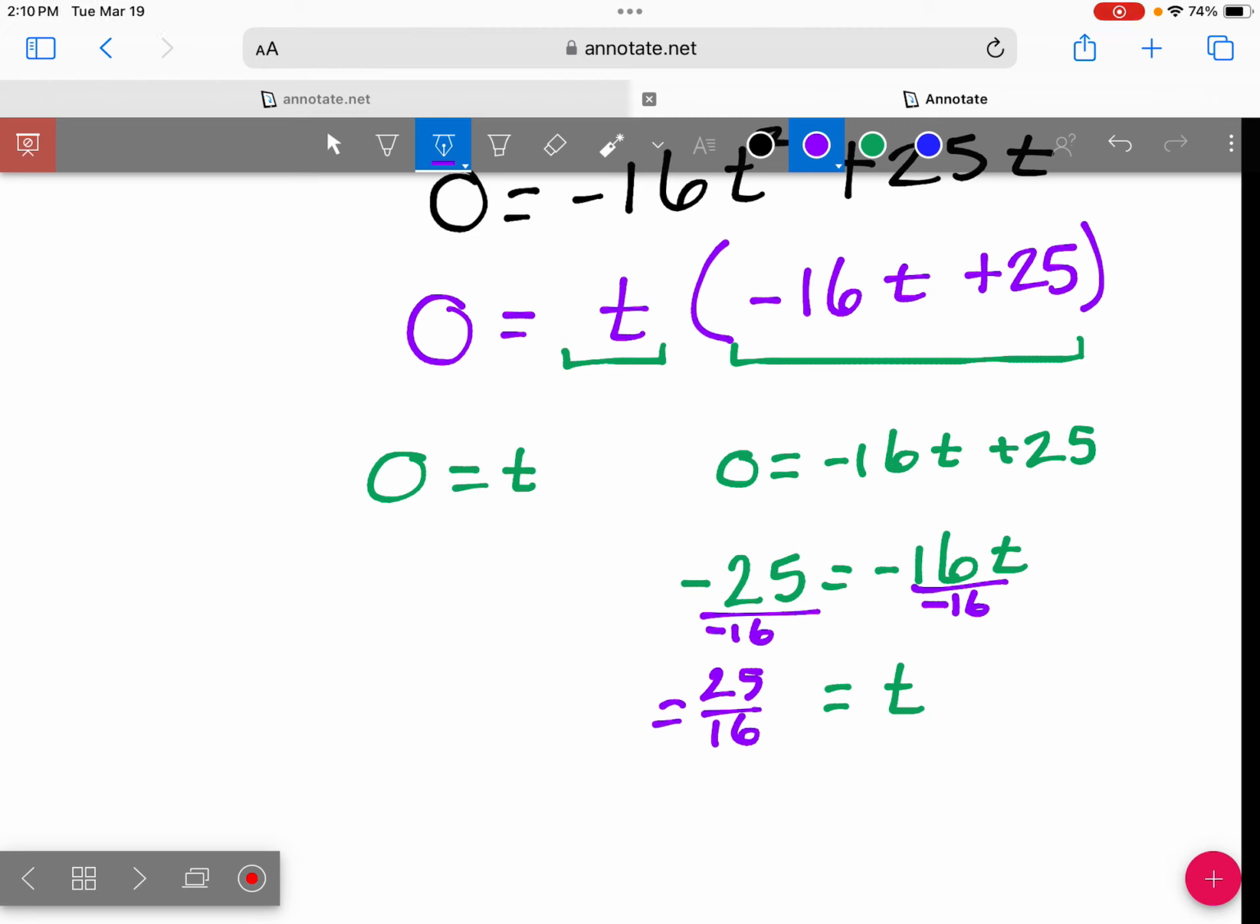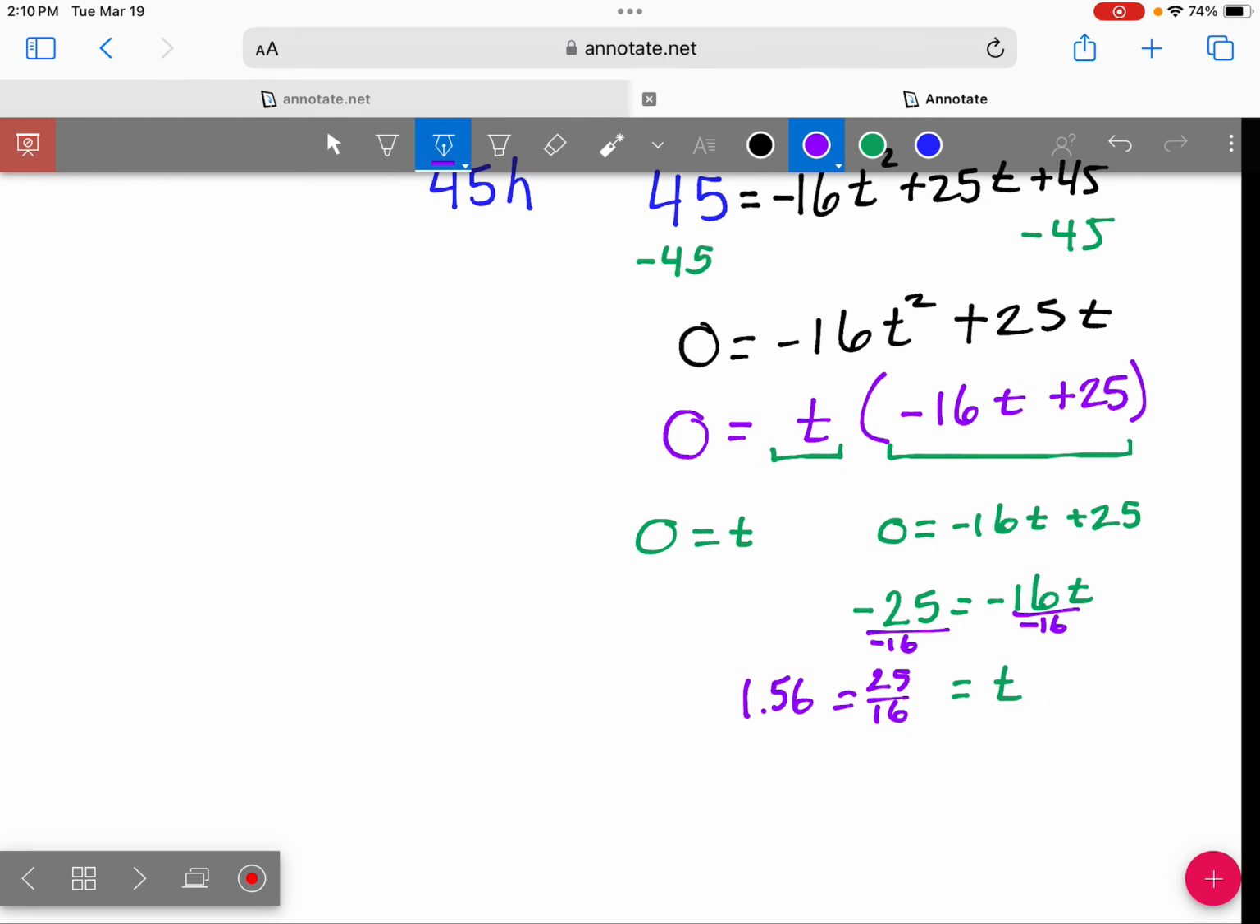What is it? Tell me what calculator, type it in. So do 25 divided by 16. What was it, tell me? 1.5625. See, I wasn't wrong. A little over 1.5. If you're doing the quadratic formula, it should still give you the exact same value. Just make sure we had a C of 0. Okay, still works just fine.